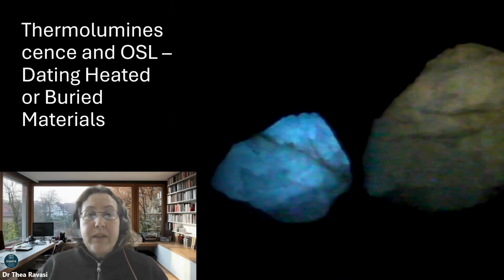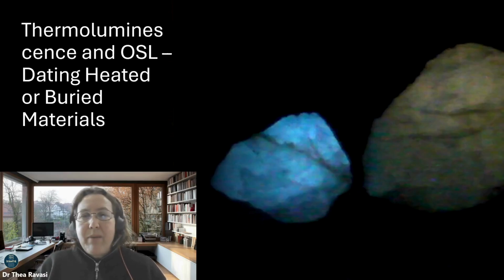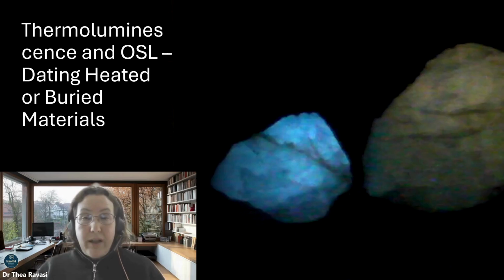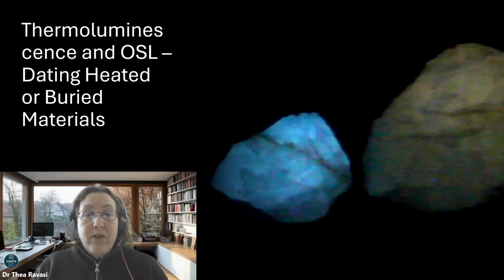Thermoluminescence and optically stimulated luminescence are used to date materials that were last heated or exposed to light, like ceramics, hearths, or buried sediments. They measure the accumulation of trapped electrons over time. So when the object was last fired or was last buried, the clock resets, and these methods are useful for contexts without organic materials.